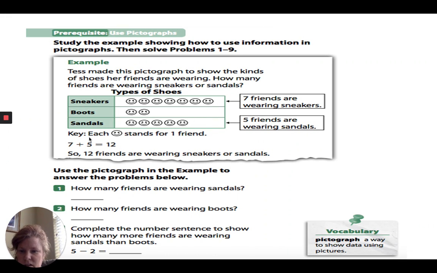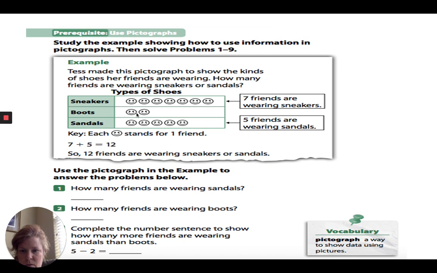Remember your legend. There's our legend. Each smiley face stands for 1 friend. So you have 7 friends are wearing sneakers and 5 friends are wearing sandals. 7 plus 5 equals 12. So 12 friends are wearing sneakers or sandals. And then it asks you some more questions over here. How many friends are wearing sandals? Give you a second to figure that one out. It should be really easy. Look up here at sandals. 1, 2, 3, 4, 5. 5. How many friends are wearing boots?